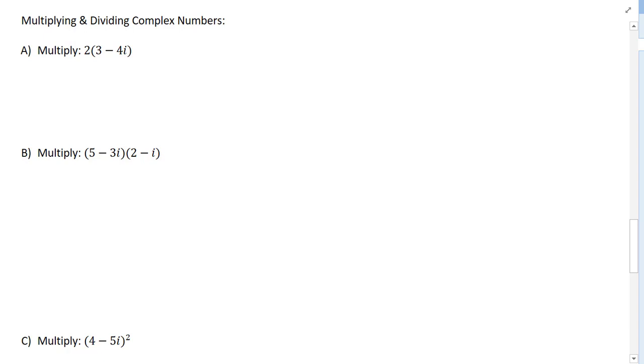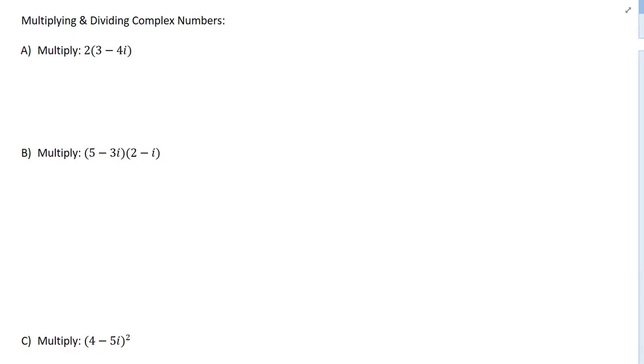Hi everyone, in this video we're going to continue our study of section 1.6, multiplying and dividing complex numbers. So my first example is multiply these two. So we have a real number 2 times a complex number.